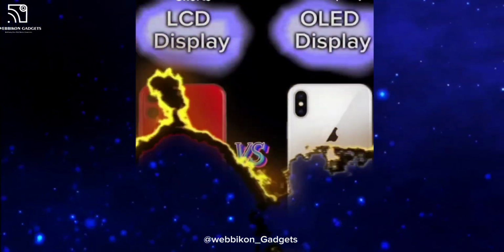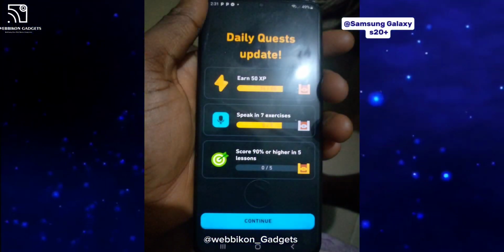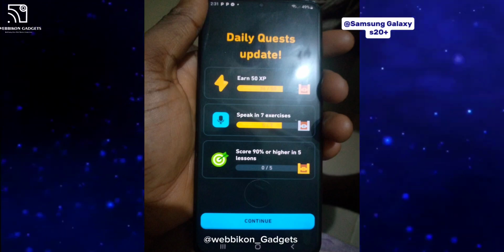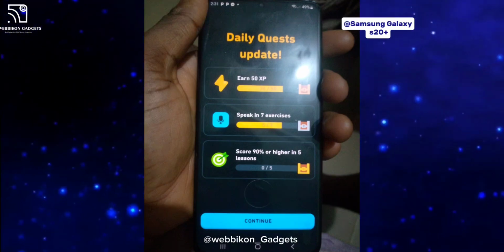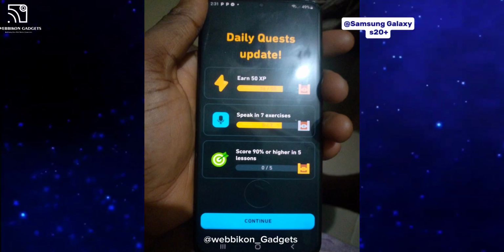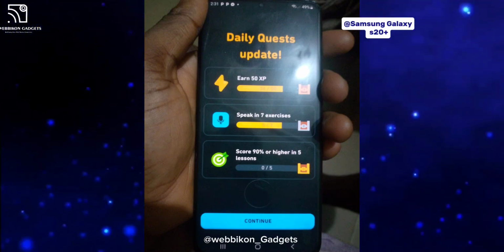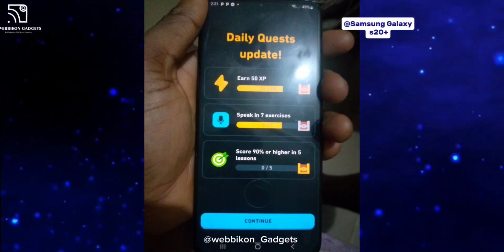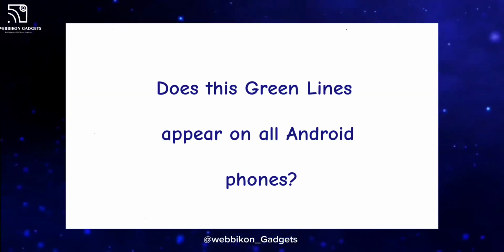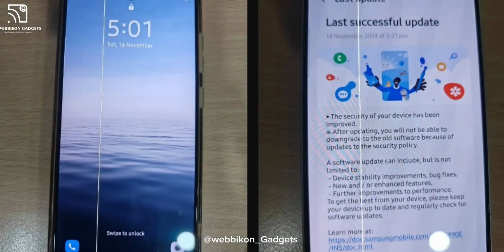Well, unlike its predecessors, LCD and OLED, AMOLED provides superior photo quality, intense color reproduction, and consumes less power. Now, since we know the display Samsung and most Android phones use for their screen, another question is, does this green line appear on all Android phones? Well, it depends if the Android phone has this AMOLED technology.